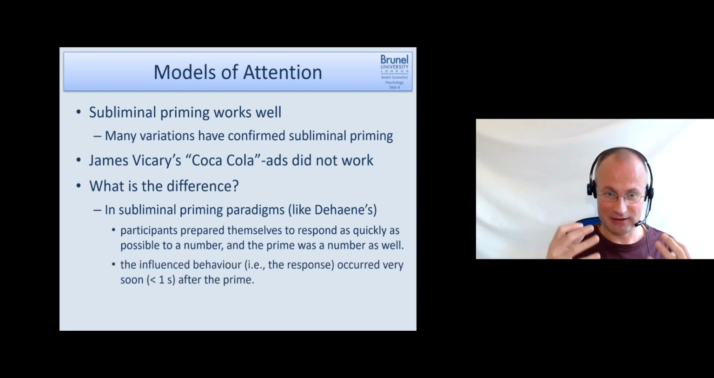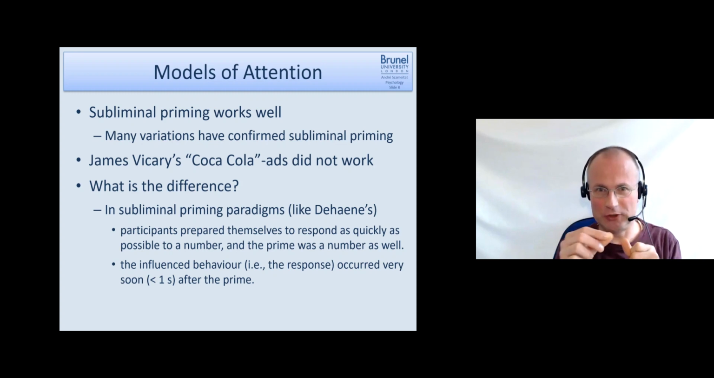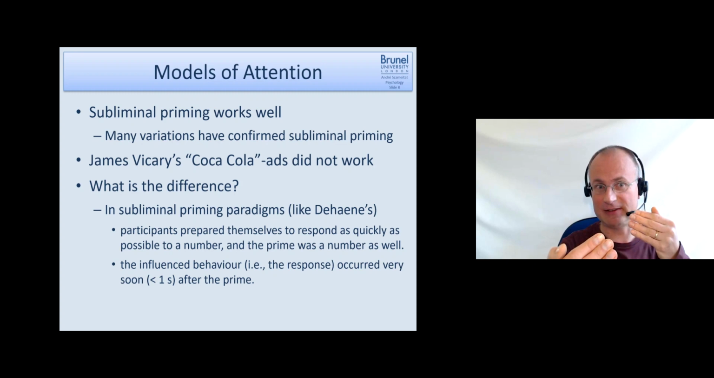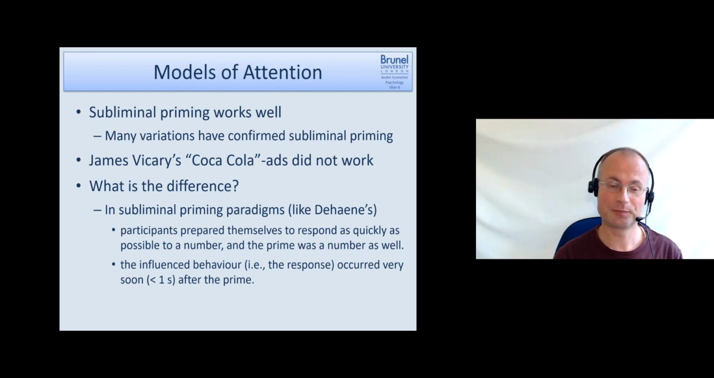And the second thing is that the behavior you want to influence with the prime occurs very soon, usually less than a second after the prime. So in these Dehaene-like paradigms, if you present the prime earlier and earlier, you see the priming effect fades away. And after 2 or 3 seconds, the prime doesn't have an effect anymore.